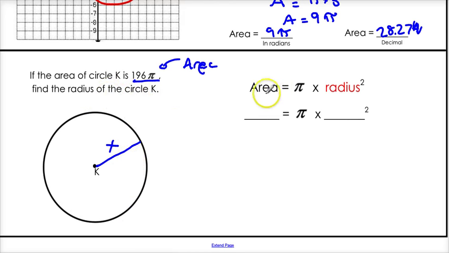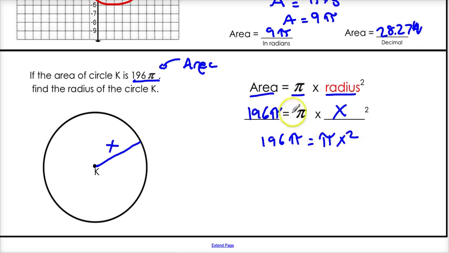Well, what you do is this. You plug into your formula. So area equals pi times radius squared. Now the area was given to us, so that's 196 pi. The radius, we don't know it, so that's x. From here, we're just going to simplify it a bit. We get 196 pi equals pi x squared.